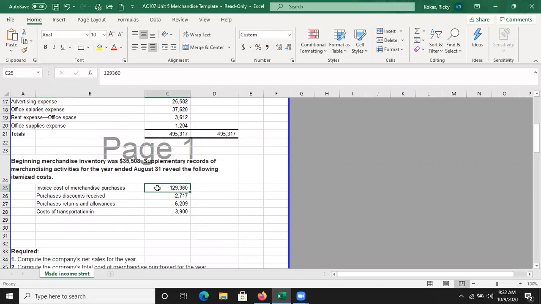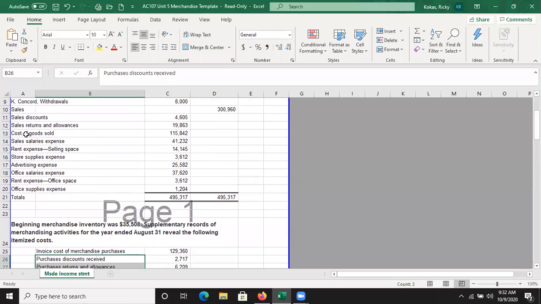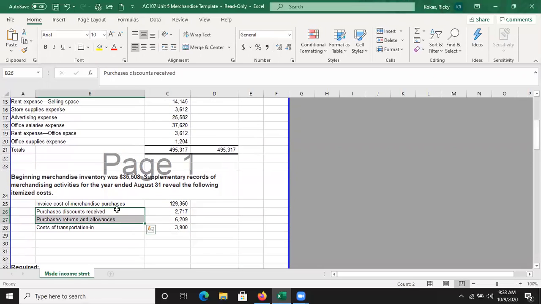But that's not the true cost of this merchandise to you because you have purchase discounts and purchase returns and allowances. So these two are the opposite of sales discounts and sales returns and allowances. Again, sales is when customers return stuff to you or you give customers a deal. When it comes to purchases of merchandise, this is when you are the customer. So this is purchase discounts: us as a business owner getting a discount. Purchase returns and allowances: us as a business owner returning some goods. So it's the same concept as sales.